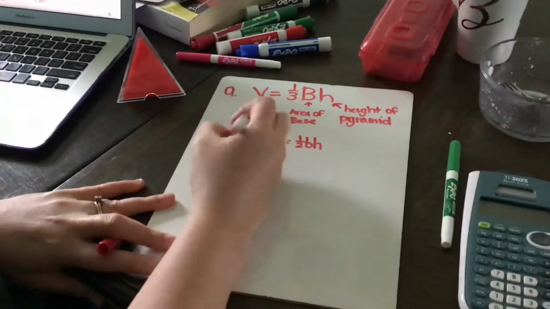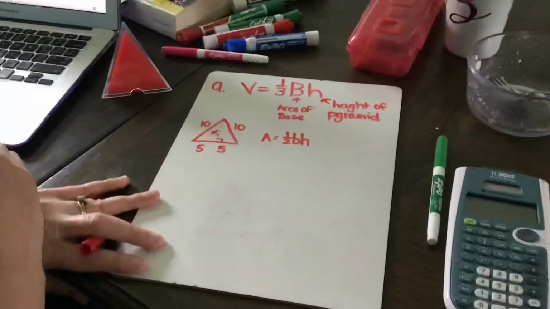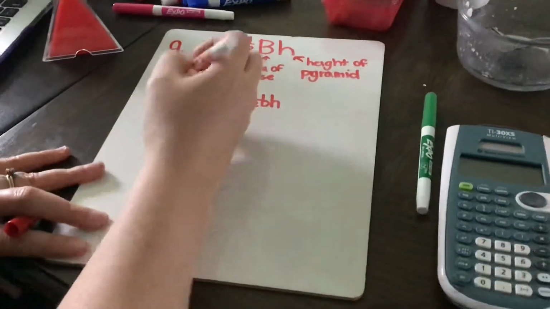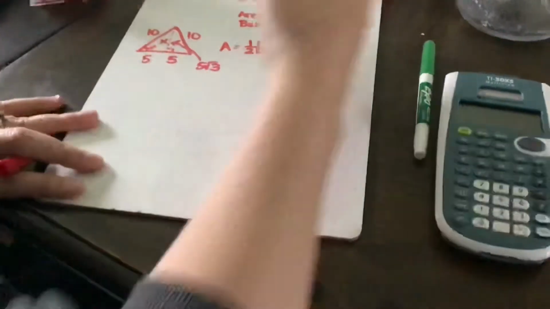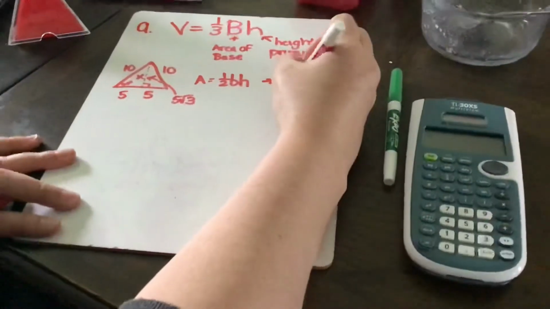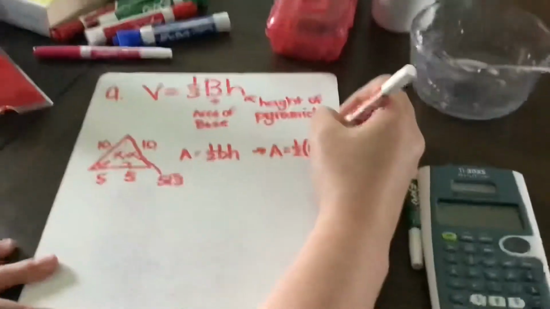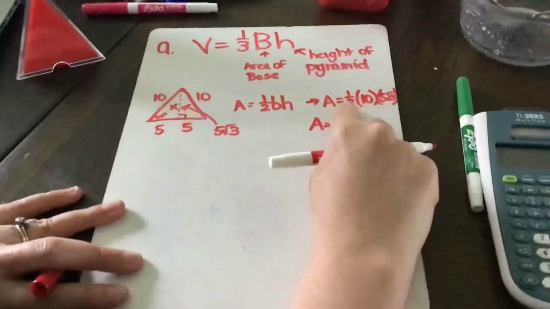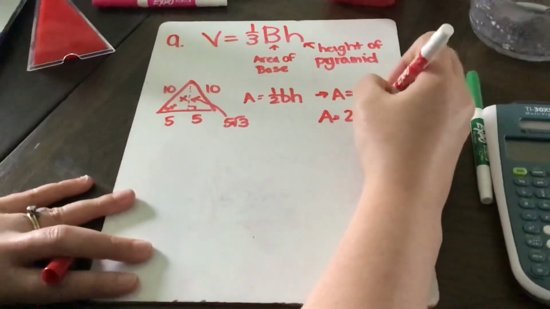If I drop that altitude, this splits this side into 5 and 5. That's one of the properties of our equilateral triangle. And then this is a 60-degree angle, which makes this a 30, 60, 90 triangle, and tells me that this value is 5 times radical 3. So when I plug that into my formula here, I get that the area equals 1/2, and the base of this triangle is 10. And the height of the triangle is 5 radical 3. So when I multiply that all out, I get 1/2 times 10 is 5, times another 5 is 25, and then the radical 3 just stays in.